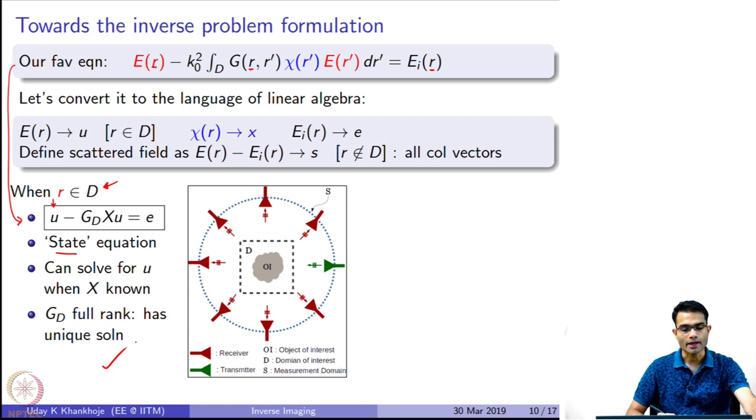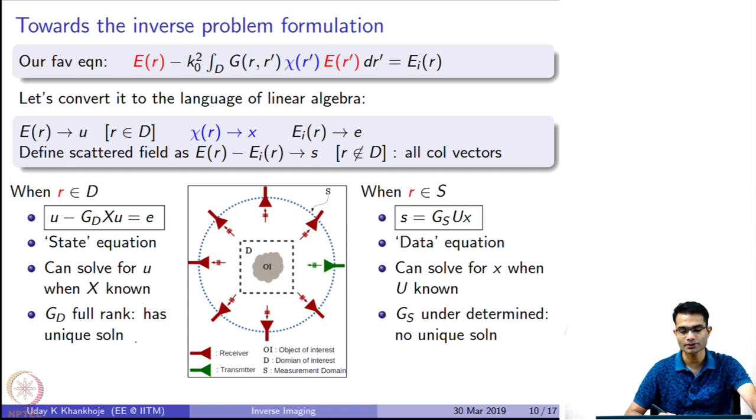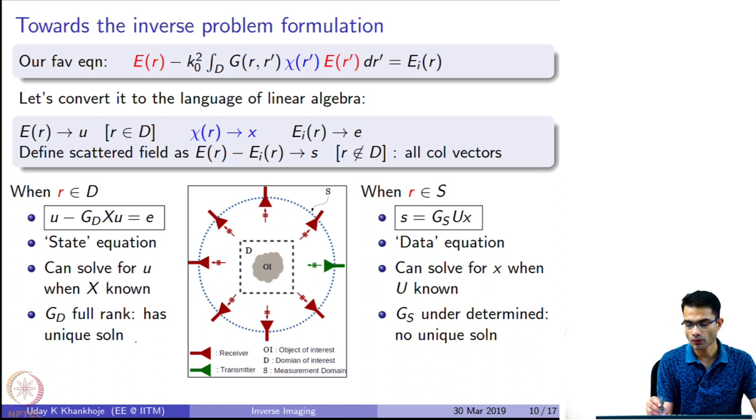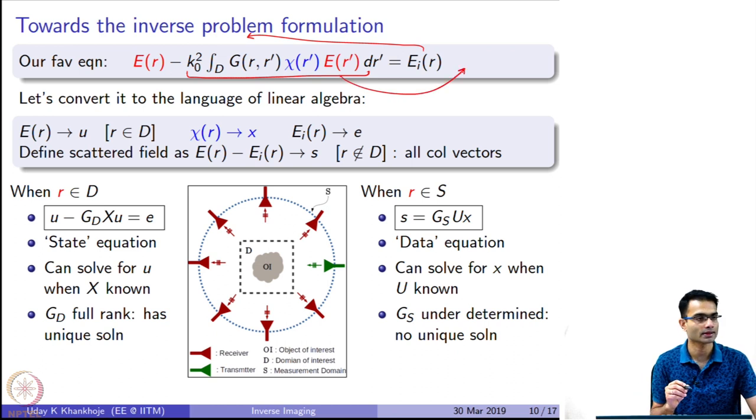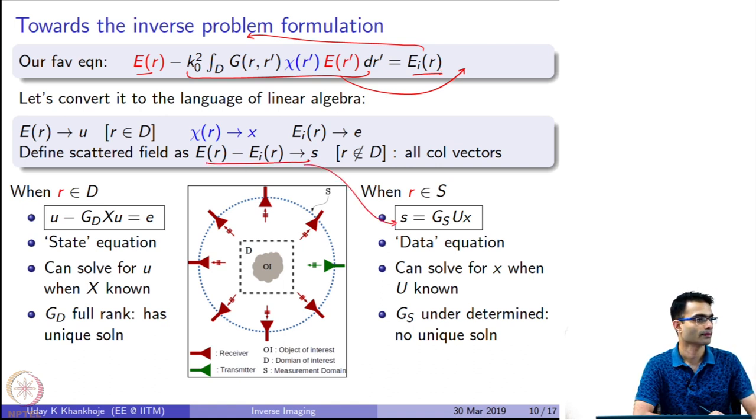Now, I can choose to move R out of D, right? So that gives me the second equation. So when R is outside D, okay? So now what I will do is this EI term over here, I can move it to the left hand side, and this whole integral term over here, I will move it to the right hand side. So E minus EI becomes S, right? E minus EI for all R belonging to capital S becomes the scattered field small s, okay? Then I have this whole integral over here, k naught squared g x e.